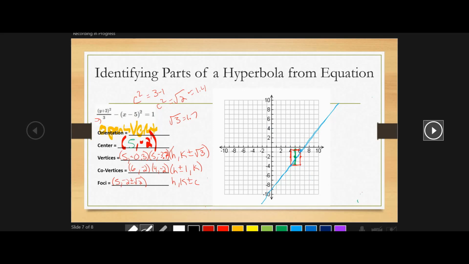All right. And then here's the other one. Sorry. And then this one. Let's see. Something like that. All right. So those are two asymptotes.